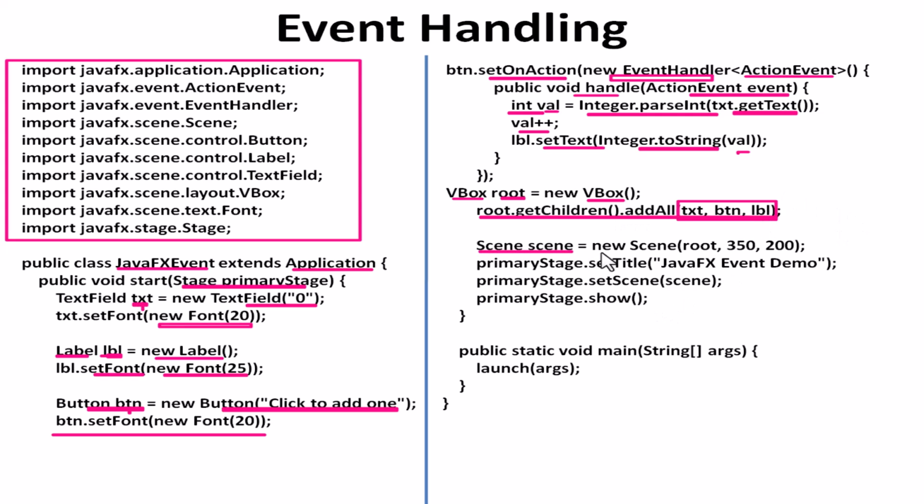Next we are creating a scene, where you add the root to the scene, and you set the stage. The title is javafx event demo, and to the primary stage you add the scene, and primary stage show. In the main method, as usual, you have only one method you are using, launch arguments, where it is going to start the life cycle from the void start.